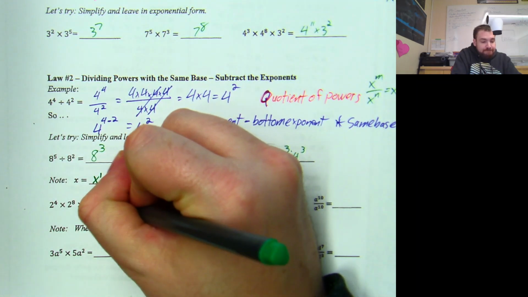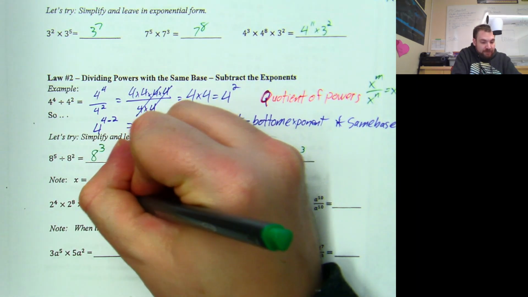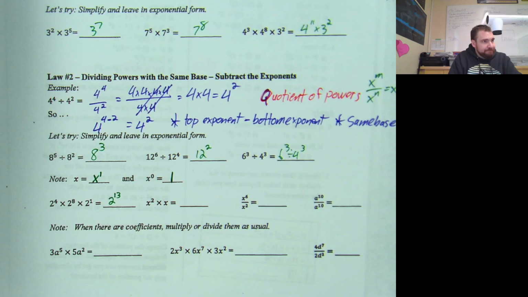2 to the power of what? 13. Yes. Why 13? Because when I multiply the same bases, the exponents add. So 4 plus 8 is 12, plus 1 is 13.